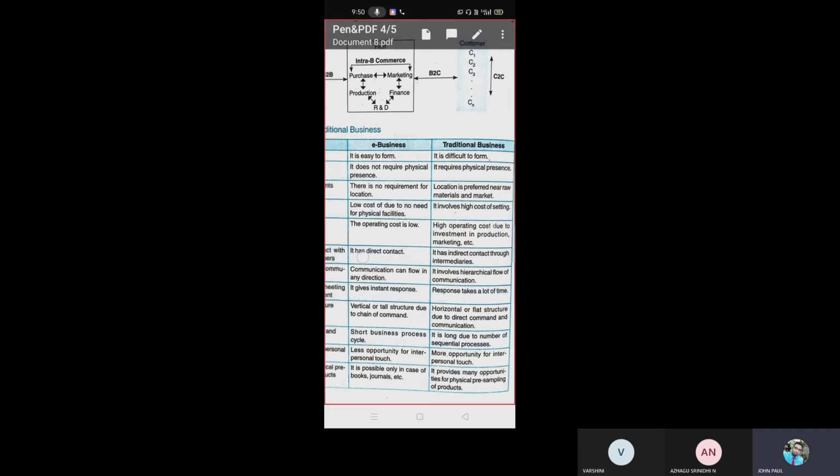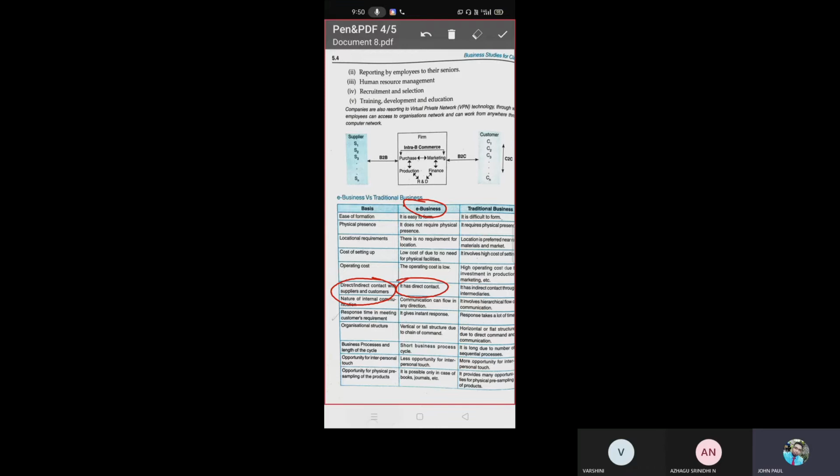So then only people will be aware of the service they are doing. Operating cost is high in traditional business, whereas in e-business there is no operating cost. Next, direct or indirect contact with suppliers and customers. Okay, so here what happened? They have direct contact with customers or suppliers through e-business.